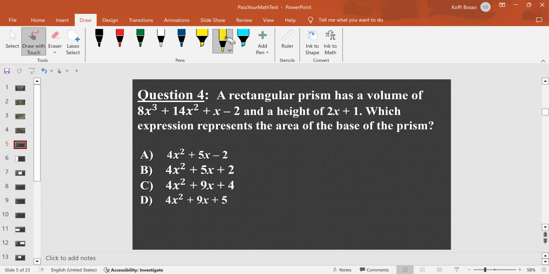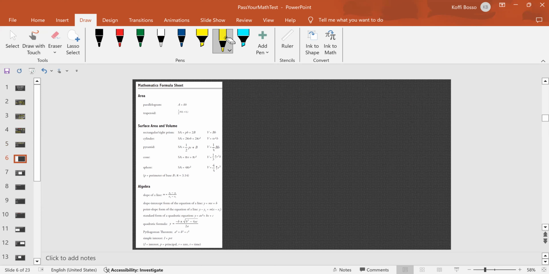Okay, here this is the volume, right? And it's a volume of a rectangular prism. And they say the height is this. Okay, the volume is this one, the height is that. And then we want to find the base. Understand that the formula is the formula here.